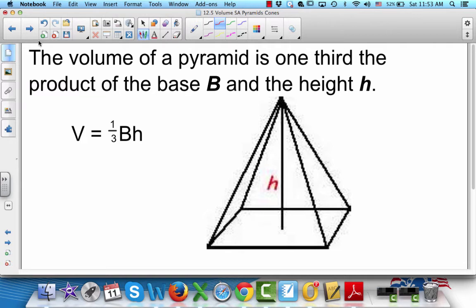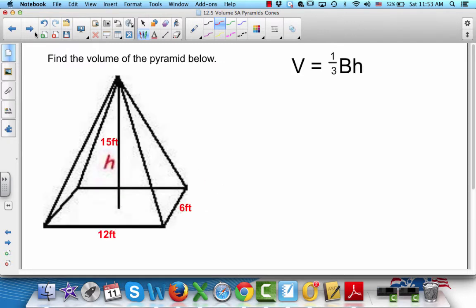All right, now we're going to deal with volume. The volume of a pyramid is 1/3 the product of the base, big B, and the height, H. And remember, when we're dealing with B, the big B, we're talking about the area of the base, okay? So this is the height. This is the base down here. You get the area of the base. And let's see what we got here. Find the volume of the pyramid below.